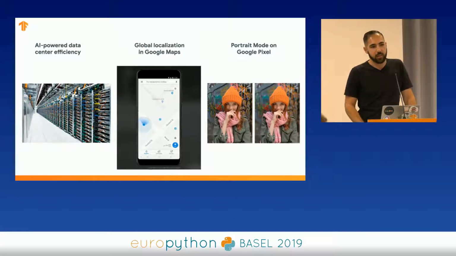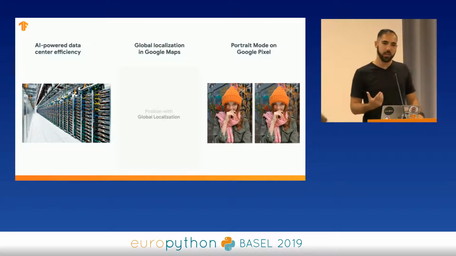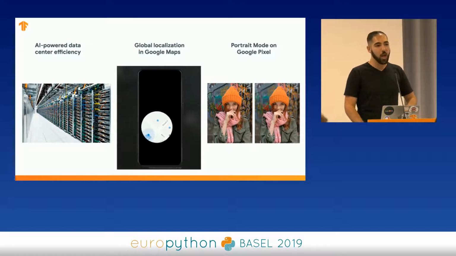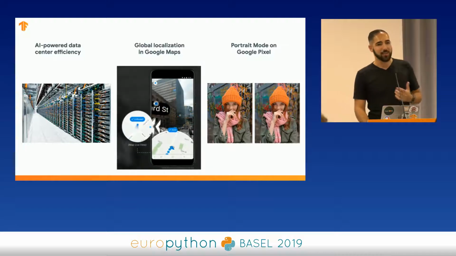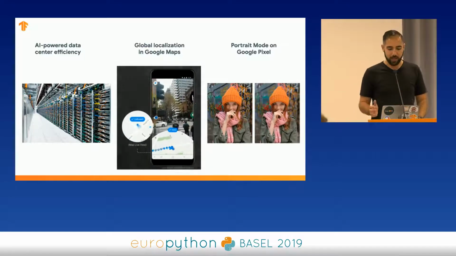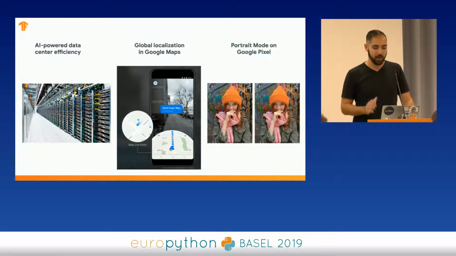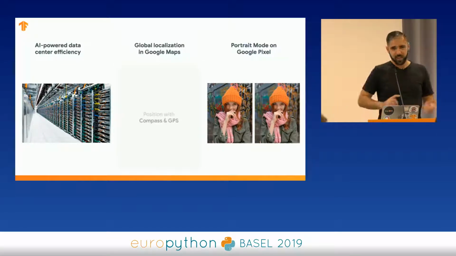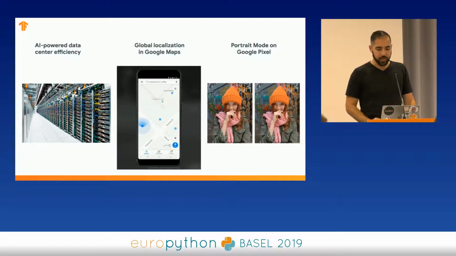We're also using these technologies for global localization in Google Maps. For those of you who may have used Google Maps before, you might know that we have an augmented reality feature where if you're walking through a city, such as Basel, you can use it to help you get from point A to point B directly on your phone. You can see an example here, how the directions are showing up on your screen so you know which street to go down. And these are using TensorFlow and artificial intelligence.